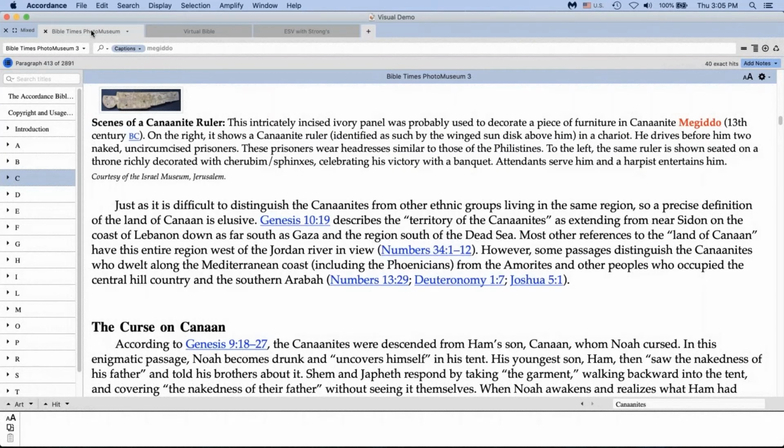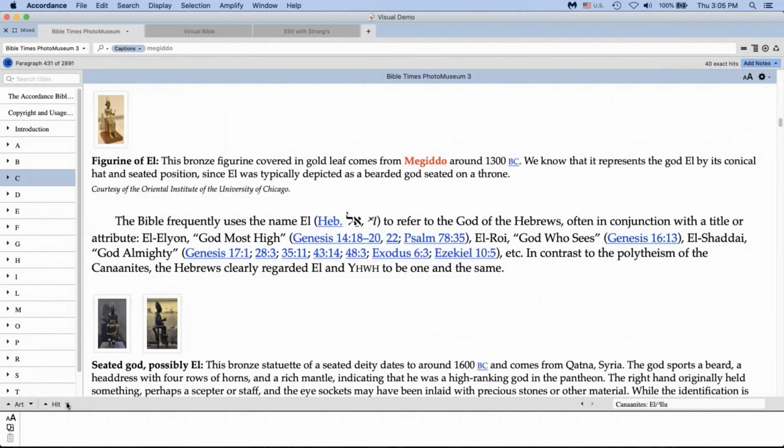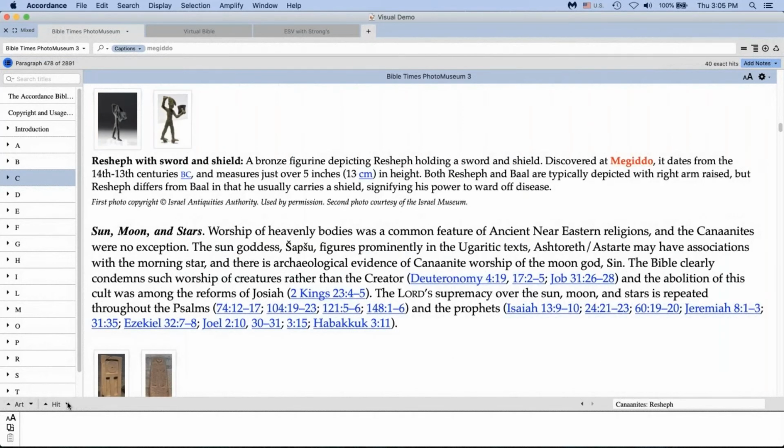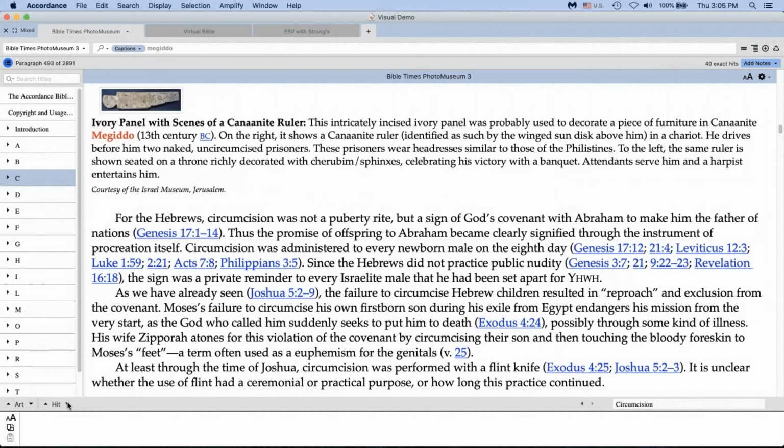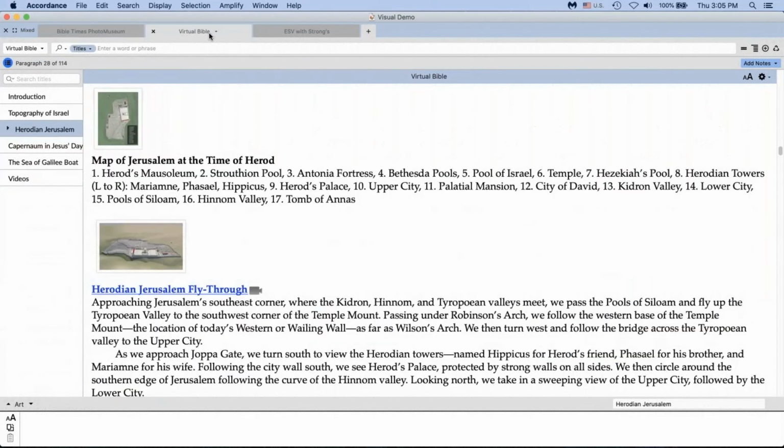So anyway, that's the Photo Museum. I just did a search, and of course there are many others. There's the statue of El from Megiddo, one of the gods like Baal. I'm not going to go into all the details of the mythology. And there's Rashef, which was a prototype to Baal, and so on. Anyway, you get the idea. Let's go to the next resource.